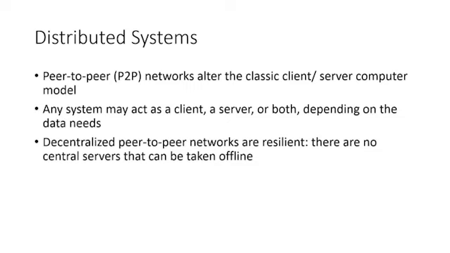So any system in a peer-to-peer network may act as a client, it may act as a server, it may act as both. Because if I'm talking to you and you're giving me resources, you're the server, I'm the client now. But then on the other end, I'm giving somebody else resources. So now I'm a server and they're the client. But I'm still getting things from you, so see how I can be both or either or? It depends on the data needs, depends on how you have it set up.